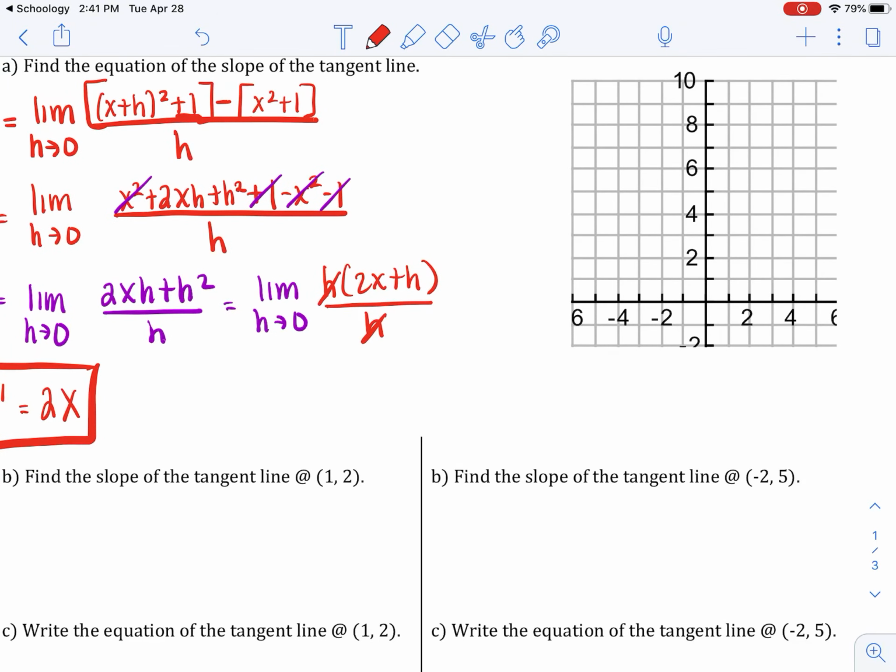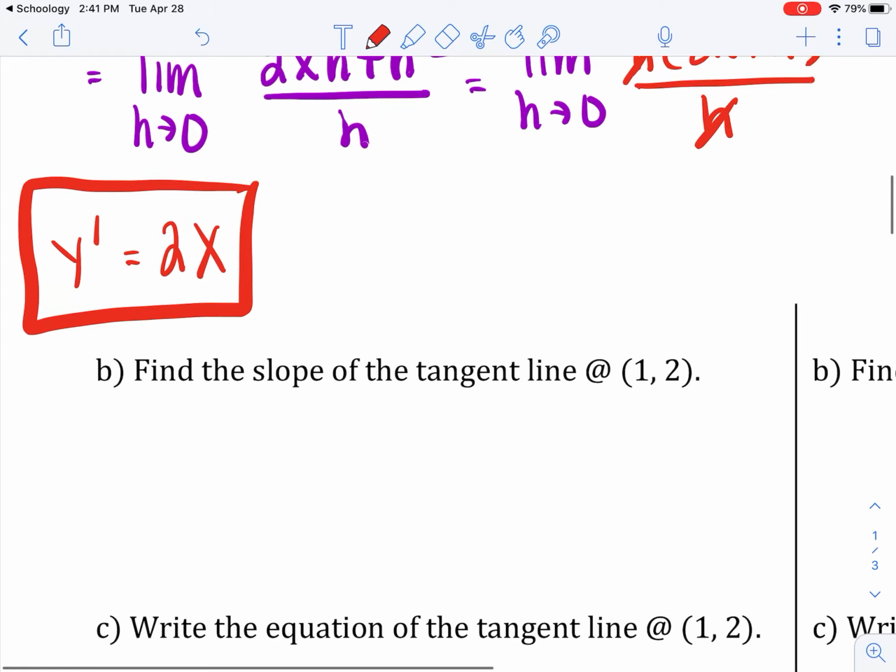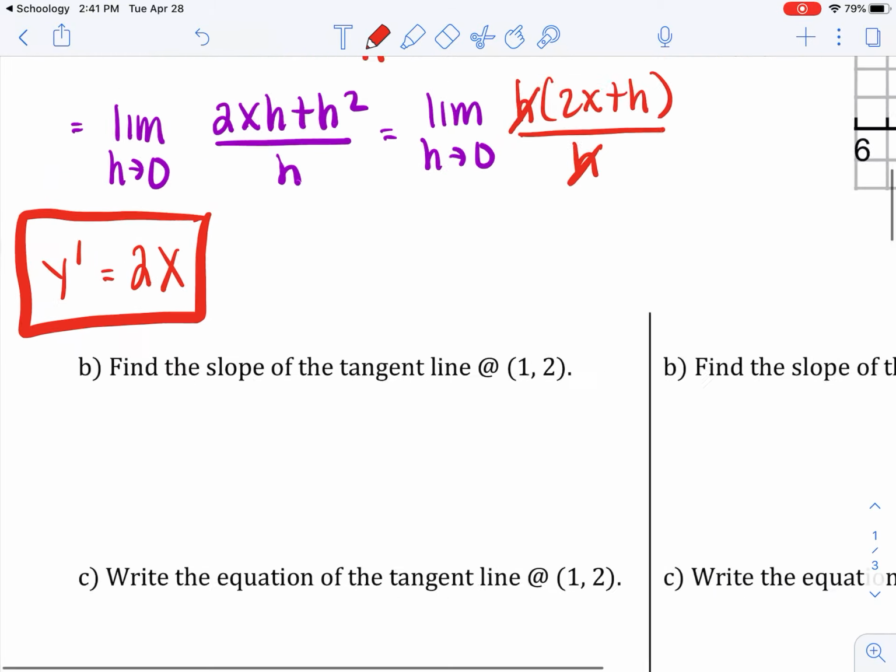Okay, so next it says find the slope of the tangent line at the point (1, 2). So this is generic right here. This is the slope anywhere, okay? These are all specifically find it at (1, 2). That means at (1, 2), what is the slope, okay?